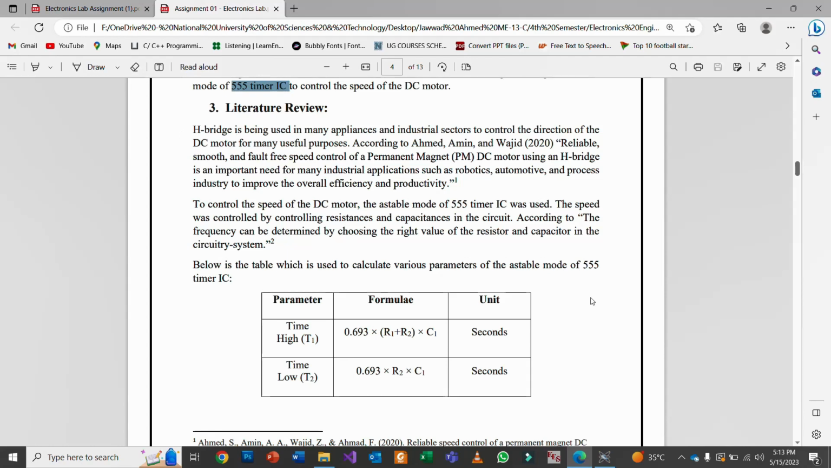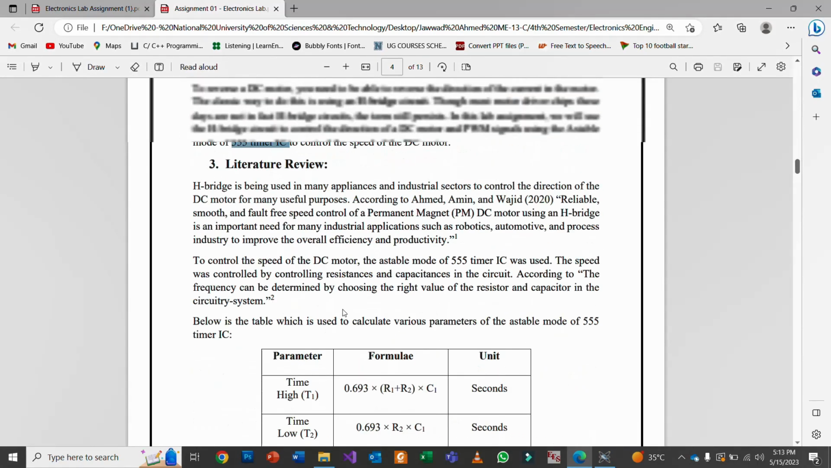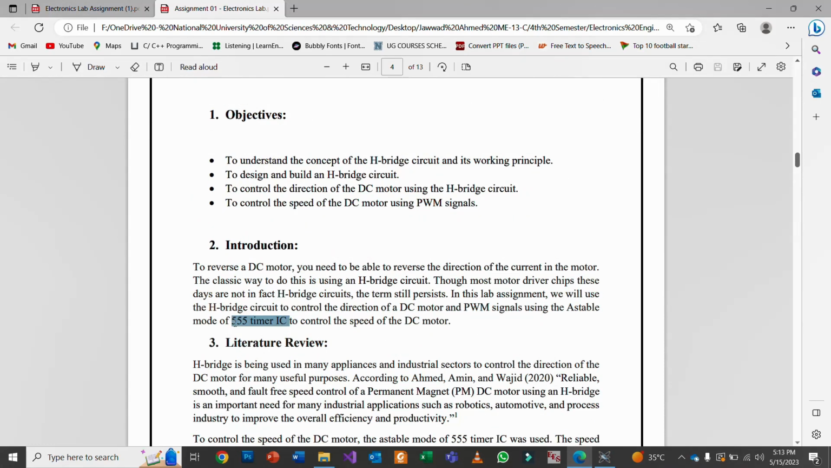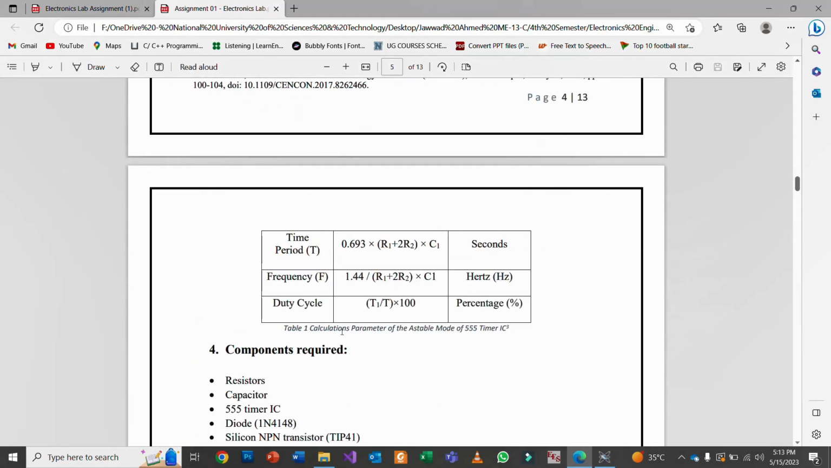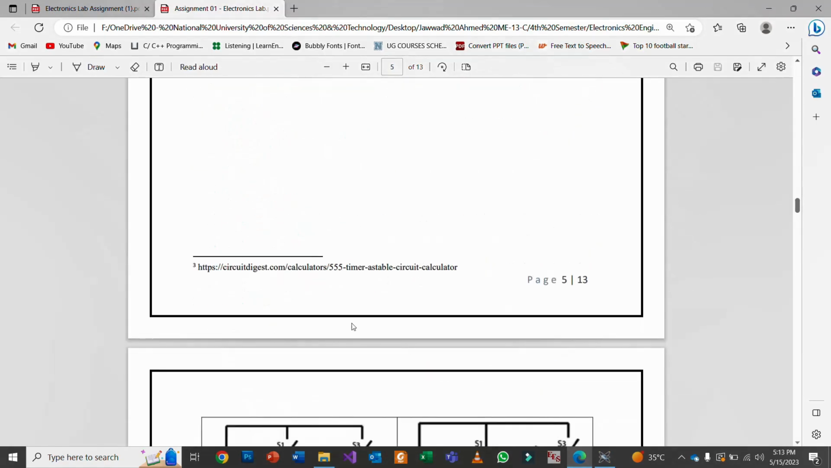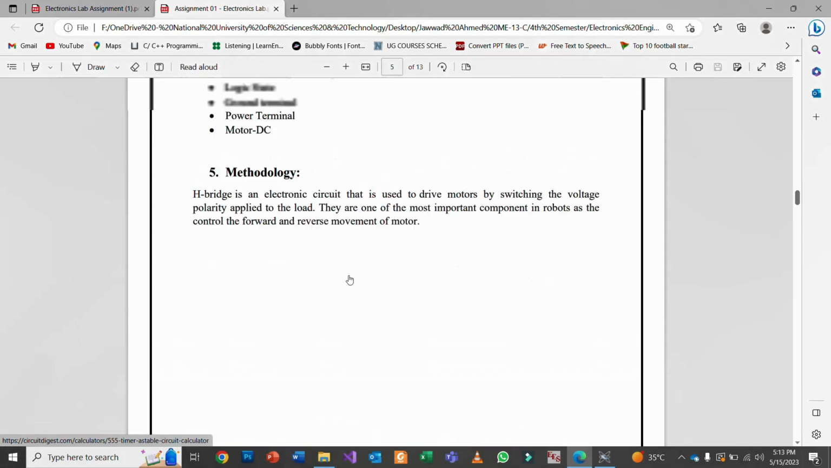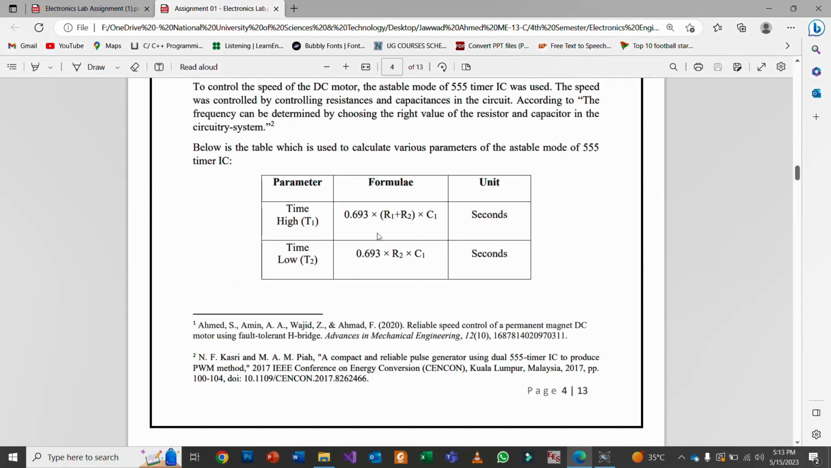This is the literature review about the circuit. Now to control the speed, we need to control the duty cycle using the 555 timer IC, and for that we have formulas which were taken from circuitdigest.com. These are the formulas.